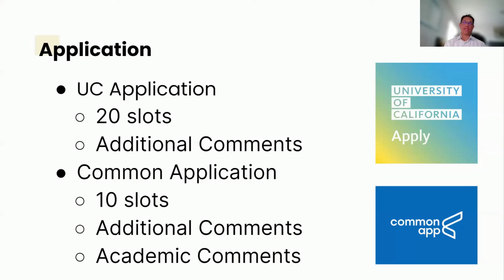Now, the common application only has 10 slots. They also have an additional comment section and an academic comment section. With the common application, it is important that you prioritize the 10 slots. With the UC application, it's not important to prioritize the 20 slots. In the common application, you want to prioritize from the most important, or the most involved, the greatest activities that you think, all the way down.